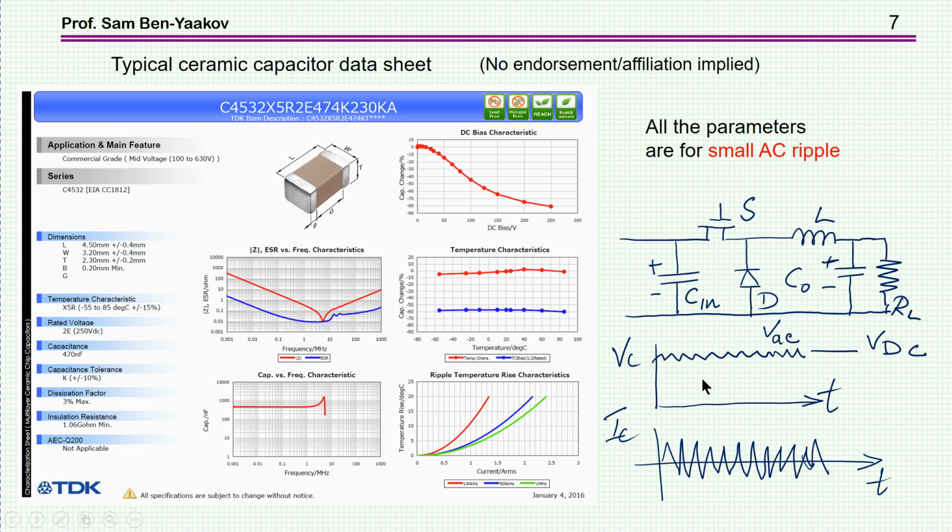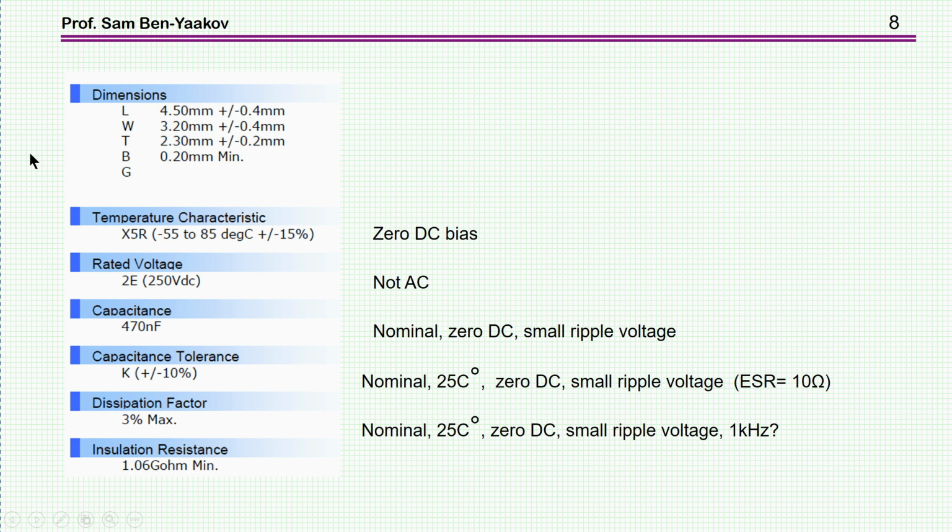In this case, you'll have a DC bias, here the DC bias, and then an AC ripple on it. And of course, through the capacitor, you'll have an AC current, no DC through the capacitor, just an AC current. And this information is related to this situation. Now, let me just go over parts of this datasheet.